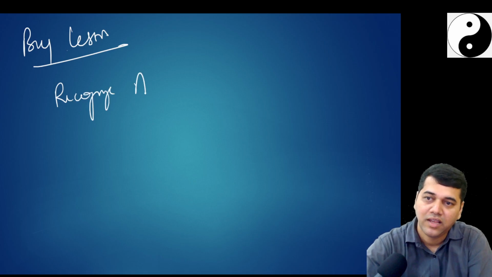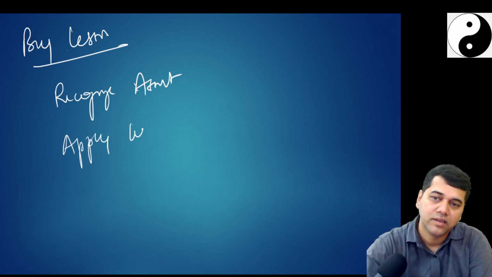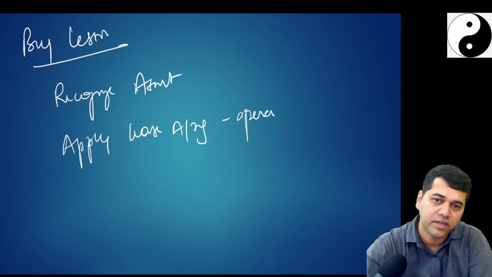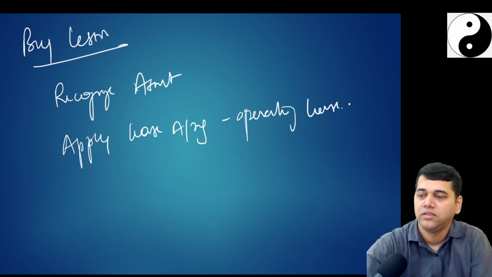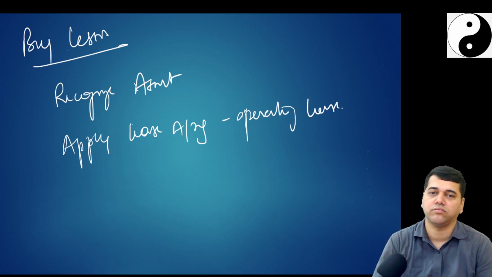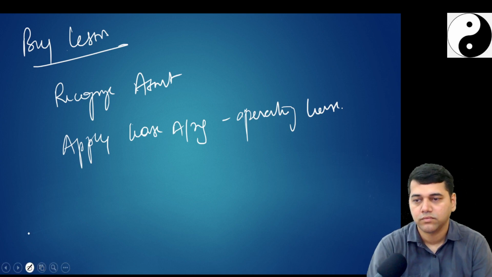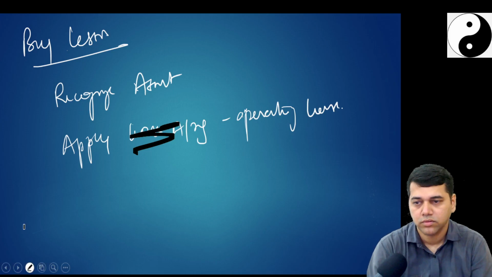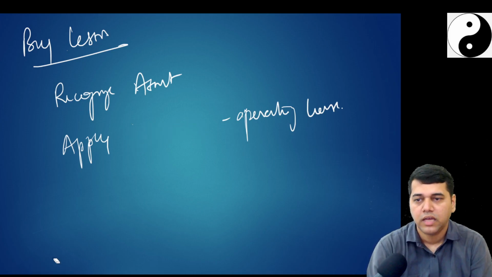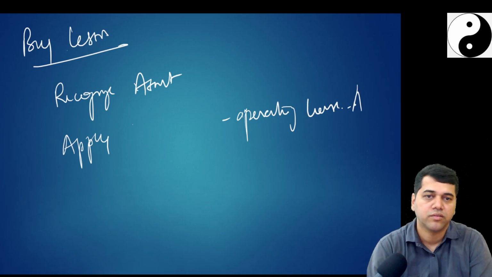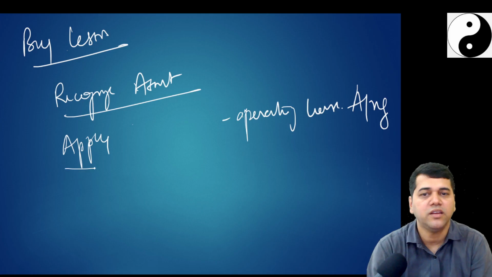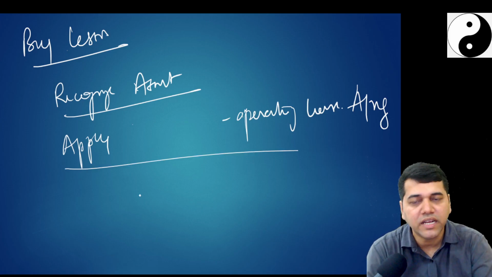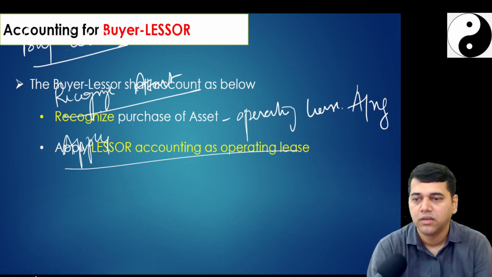Recognize asset. Apply lease accounting as operating lease. You say that apply operating lease accounting. Recognize the asset and apply operating lease accounting. So what entry I should pass on day 1? Buyer lessor. Can you tell me the journal entry?